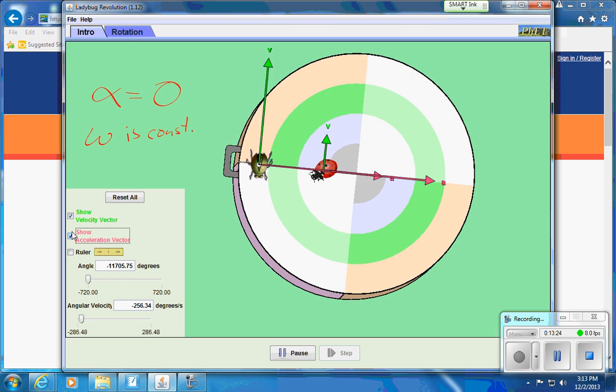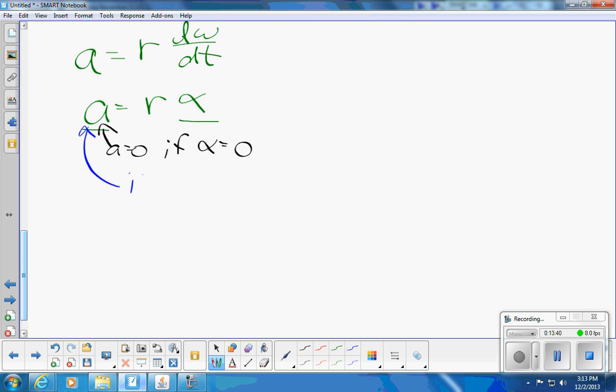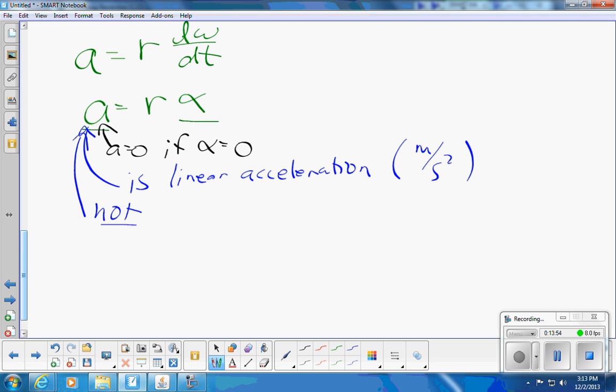So what's the deal? Let me go back to this equation that we just derived. We have to be very clear what these A's and stuff mean. This A right here is linear acceleration. What about this A? This A is linear acceleration, meaning it's measured in meters per second squared. But this is not centripetal acceleration.